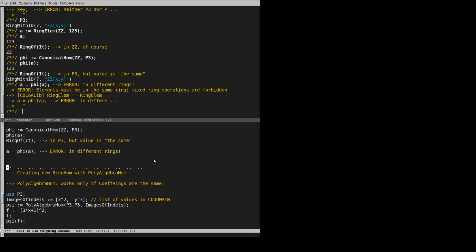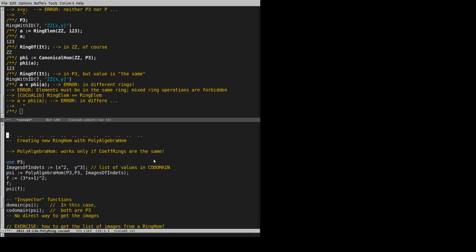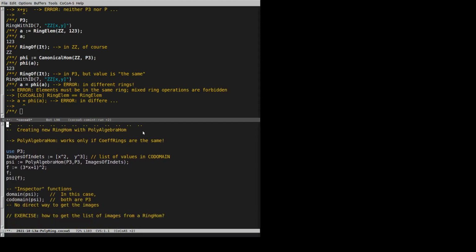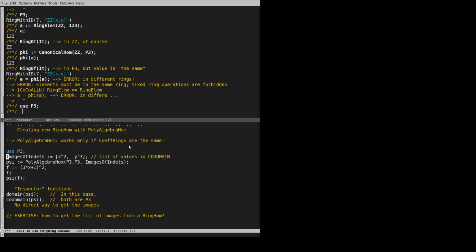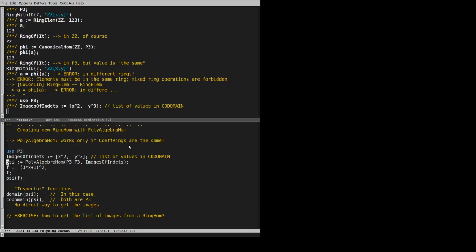So that's a very simple example of canonical hom. It's a bit more flexible than that. Let's have a look here. Creating a new ring homomorphism with polyalgebra hom. PolyAlgebraHom works only if the coefficient rings are the same, and then the coefficients are mapped essentially by an identity. So we now use P3 as current ring, and we create a list of images of indeterminates. This is now a list of values, and they're going to be in the codomain.